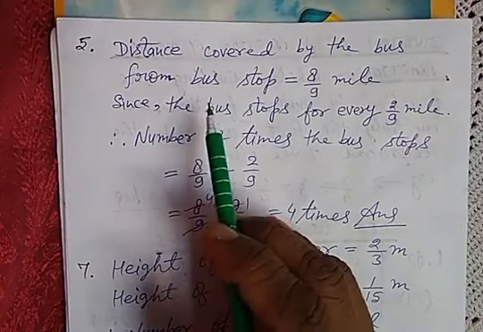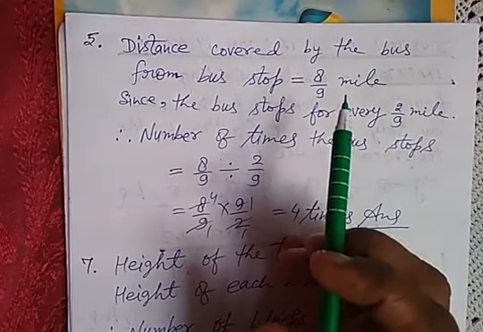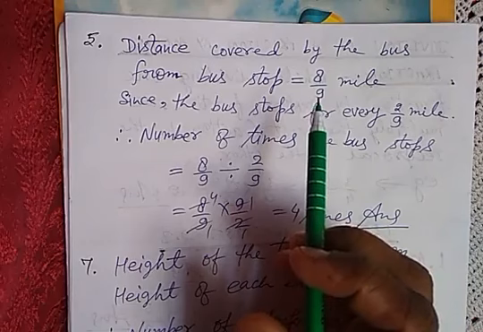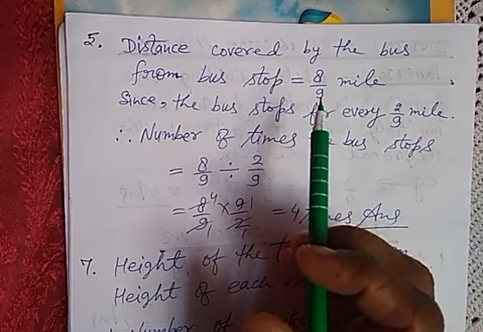Now, question number 5. Sridharan took a bus from a bus stop for 8 upon 9 mile in a city. The bus stops for every 2 upon 9 mile. How many times does the bus stop while Sridharan was on it?